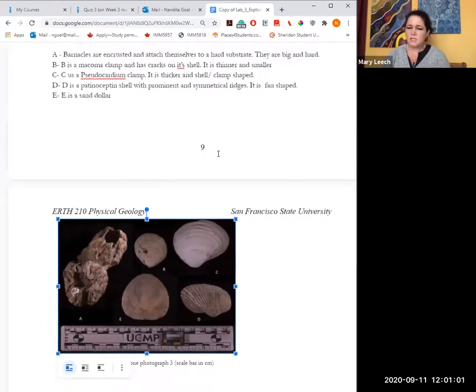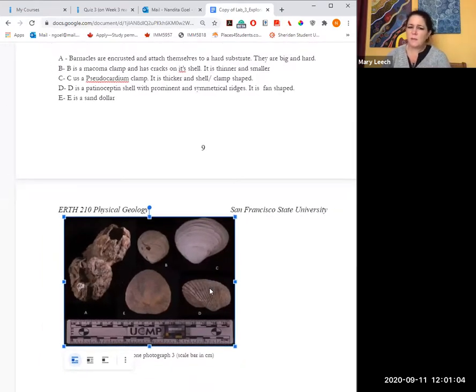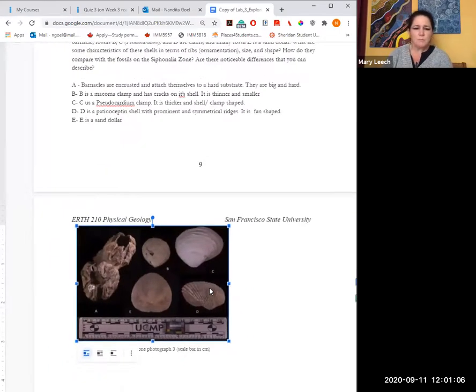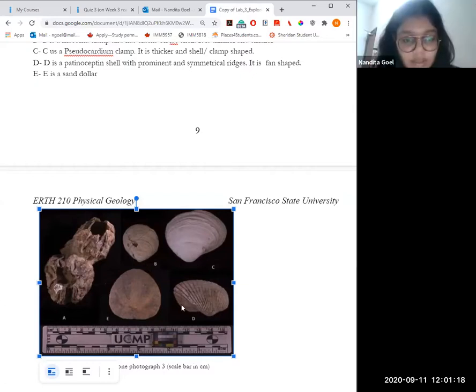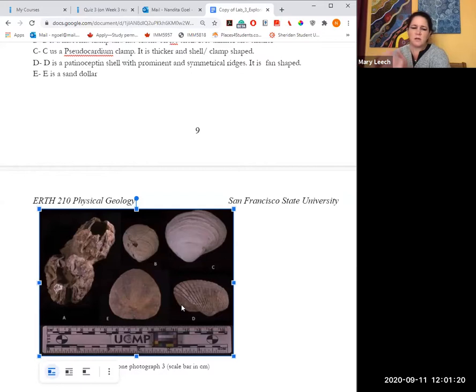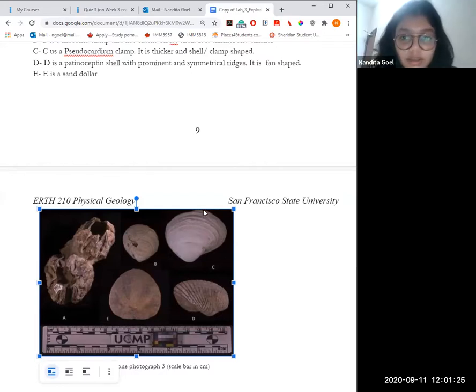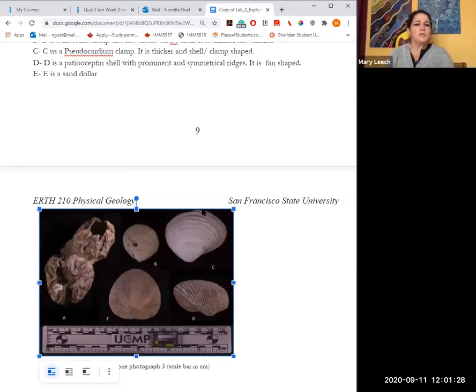The symmetry is another aspect of describing seashells. So notice that B, the clam, and E, the sand dollar, are pretty symmetrical compared to C and D. Do you see how they're not mirror images? Both sides are not mirror images on C and D. Yeah, so that's another good thing to point out. Oh, you said symmetrical ridges, fan shaped. But you could add something about the asymmetry in C and D.